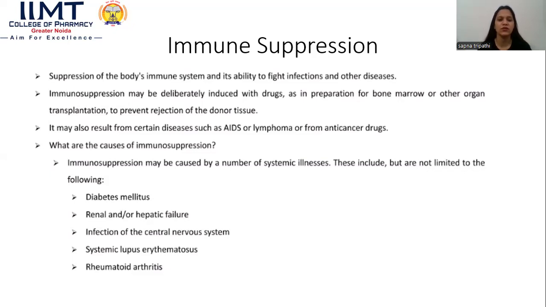What are the causes of immunosuppression? Immunosuppression may be caused by a number of systemic illnesses. These include, but are not limited to, diabetes mellitus, renal or hepatic failure, infection of the central nervous system, systemic lupus erythematosus. Next one is rheumatoid arthritis.